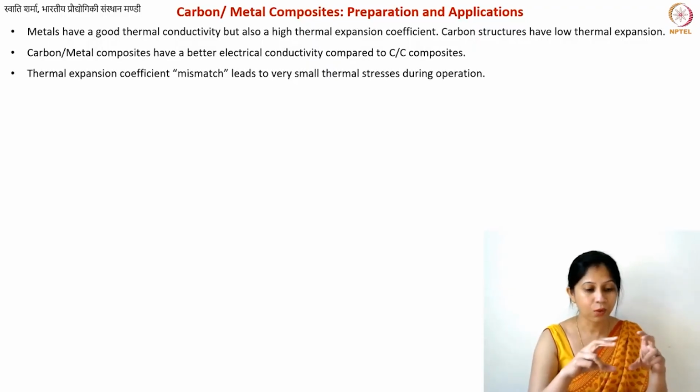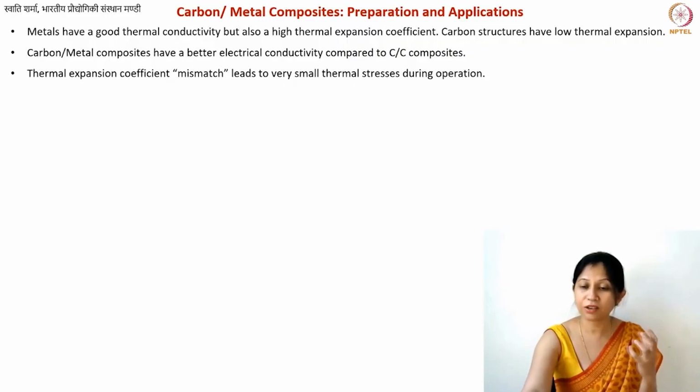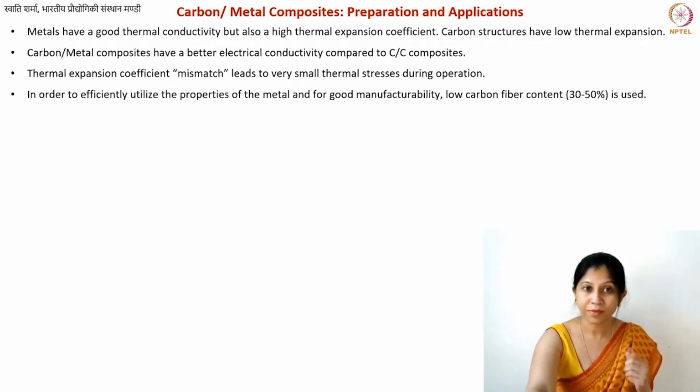So there is what is known as the mismatch of thermal expansion coefficients, and that basically makes your material withstand a lot of thermal stresses. And these kind of structures are also used for making heat sinks for various electronic devices, for example. Okay, so now what we need to figure out is how much carbon fiber should be added. So you know that in the case of CFRPs, it's typically 60%.